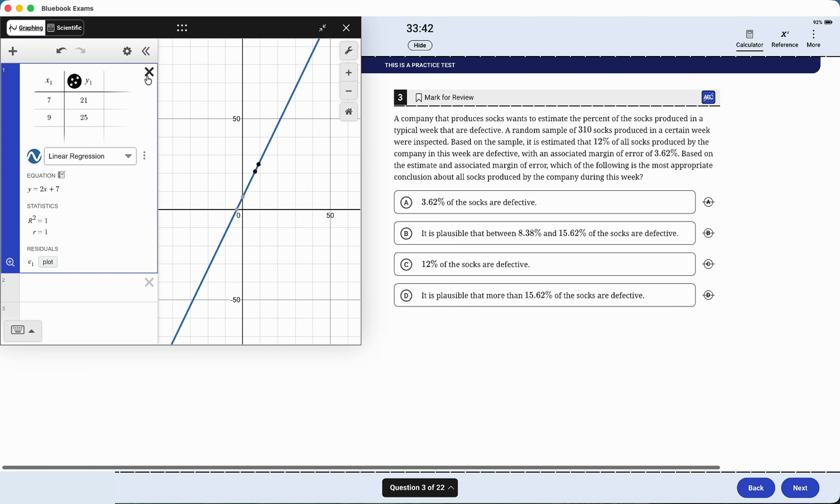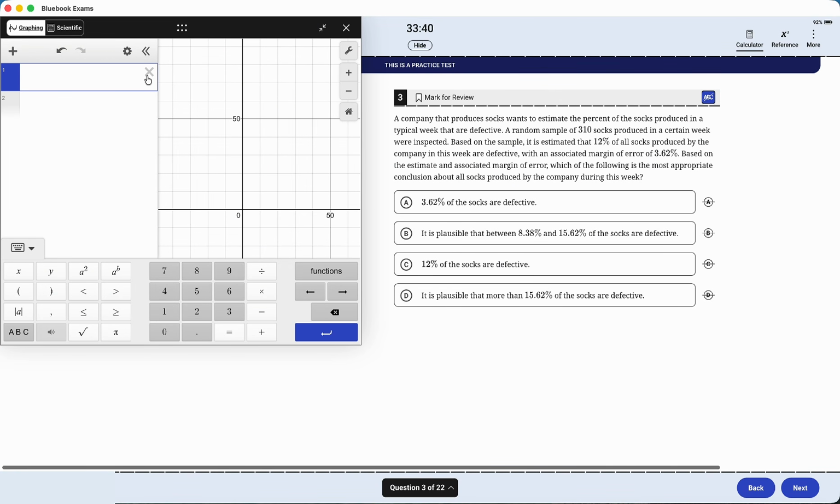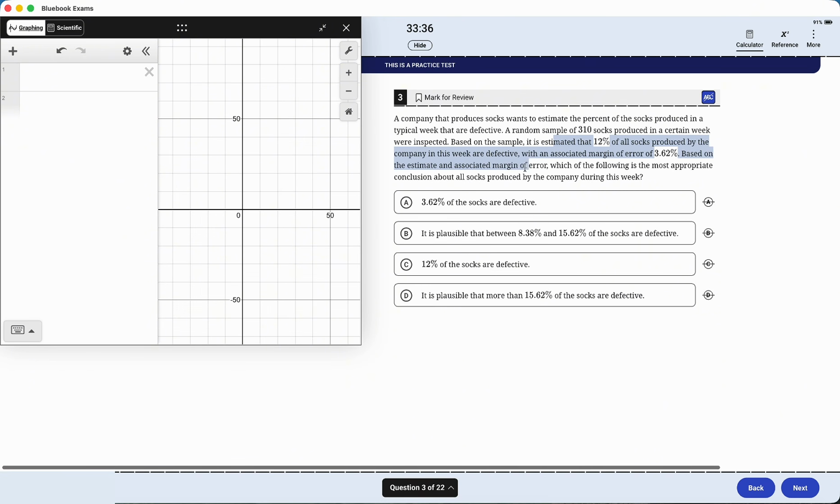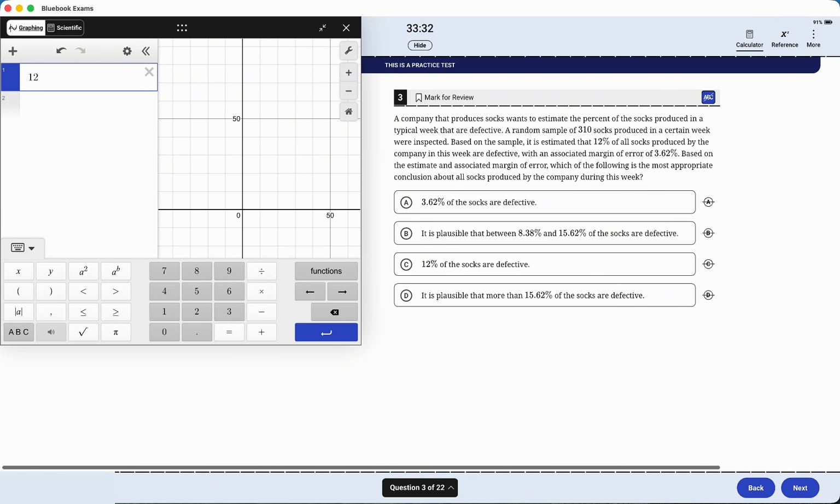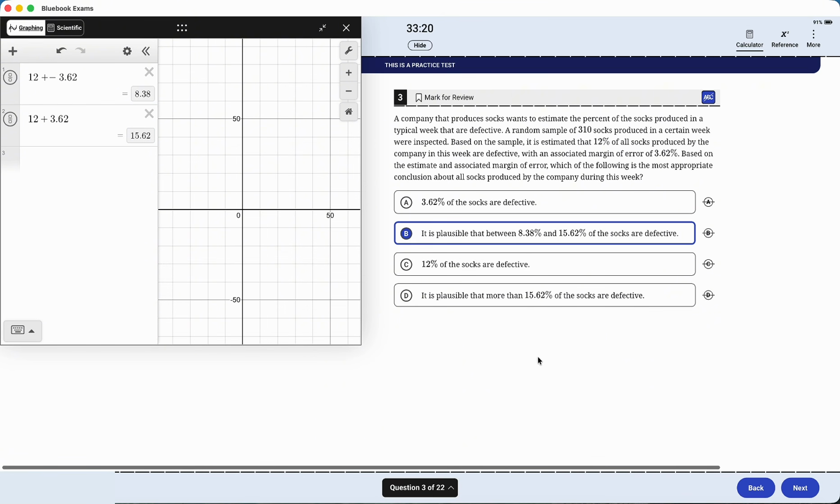Margin of error is just plus minus. That's how you can think of it. Usually it's in terms of a percent. So here they tell you 12% of the socks were defective, and there's a margin of error of 3.62%. So you want to think of it as 12% plus minus the 3.62%. So if you do 12 plus 3.62, and 12 minus 3.62, it's got to be between these two numbers.